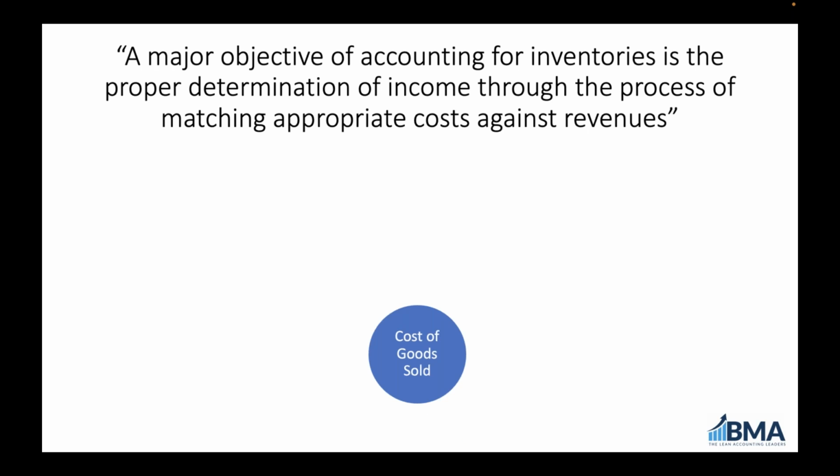The other piece is cost of goods sold. Now this gets into what accounting professionals call the matching principle, where when you're reporting an income statement, you want to show the expenses associated with the revenue that you're showing. Okay. And so another objective of accounting for inventories is to get cost of goods sold correct. Now, it sounds simple, and the matching principle pretty much sounds simple.